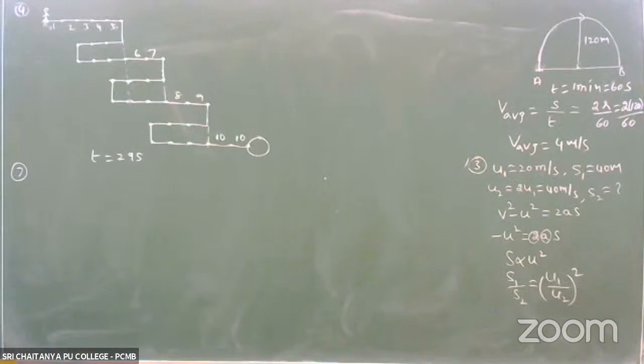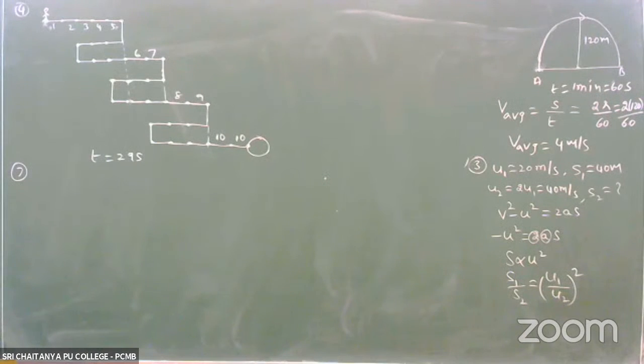Seventh one. A motorist drives north for 35 minutes at 85 kilometers per hour and then stops for 15 minutes. He next continues north, traveling 130 kilometers in 2 hours. What is his total displacement?